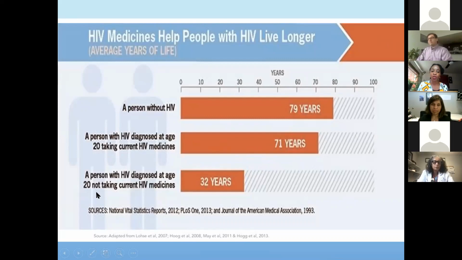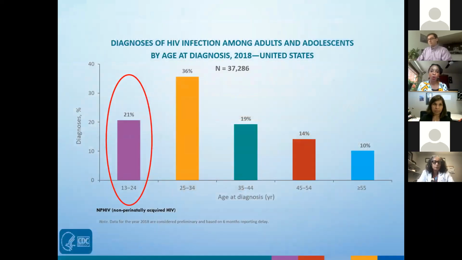When you look at the persons who are age 20 who are not taking their medicines, their life expectancy does not reach those who are taking medicines, and definitely does not reach that of persons without HIV. So let's talk about those young individuals. About 1 in 5 individuals who are diagnosed with HIV, about 40,000 people annually, are between the ages of 13 to 24.